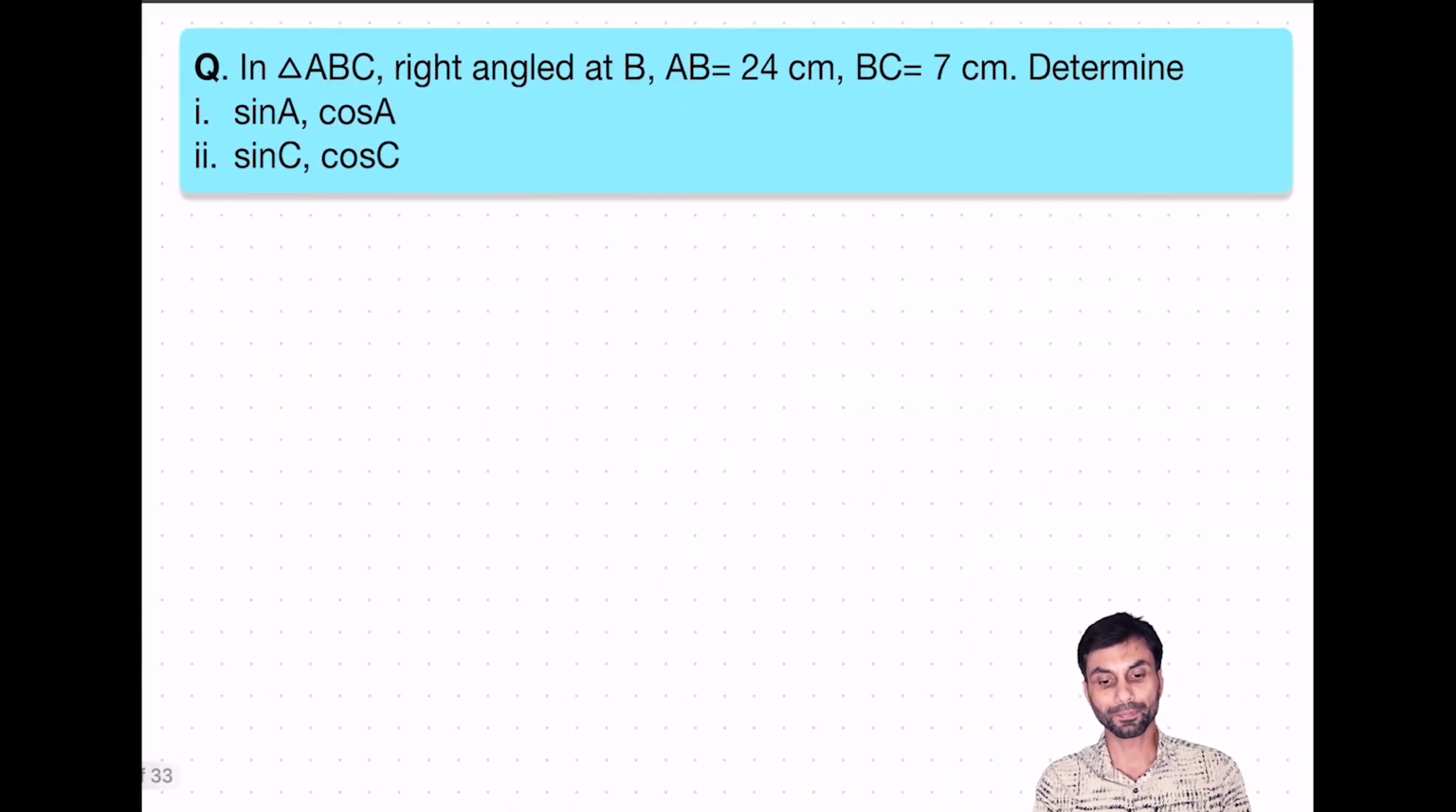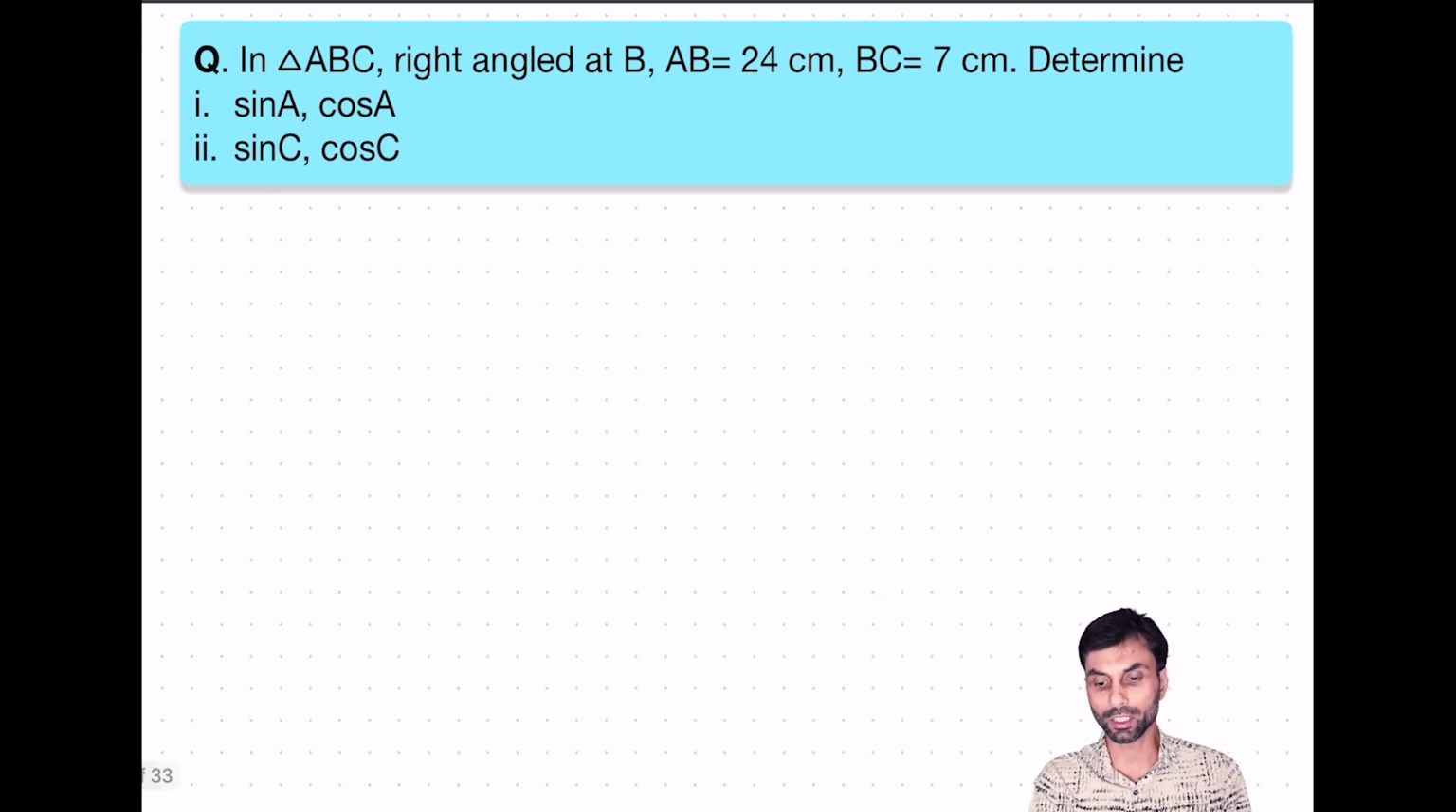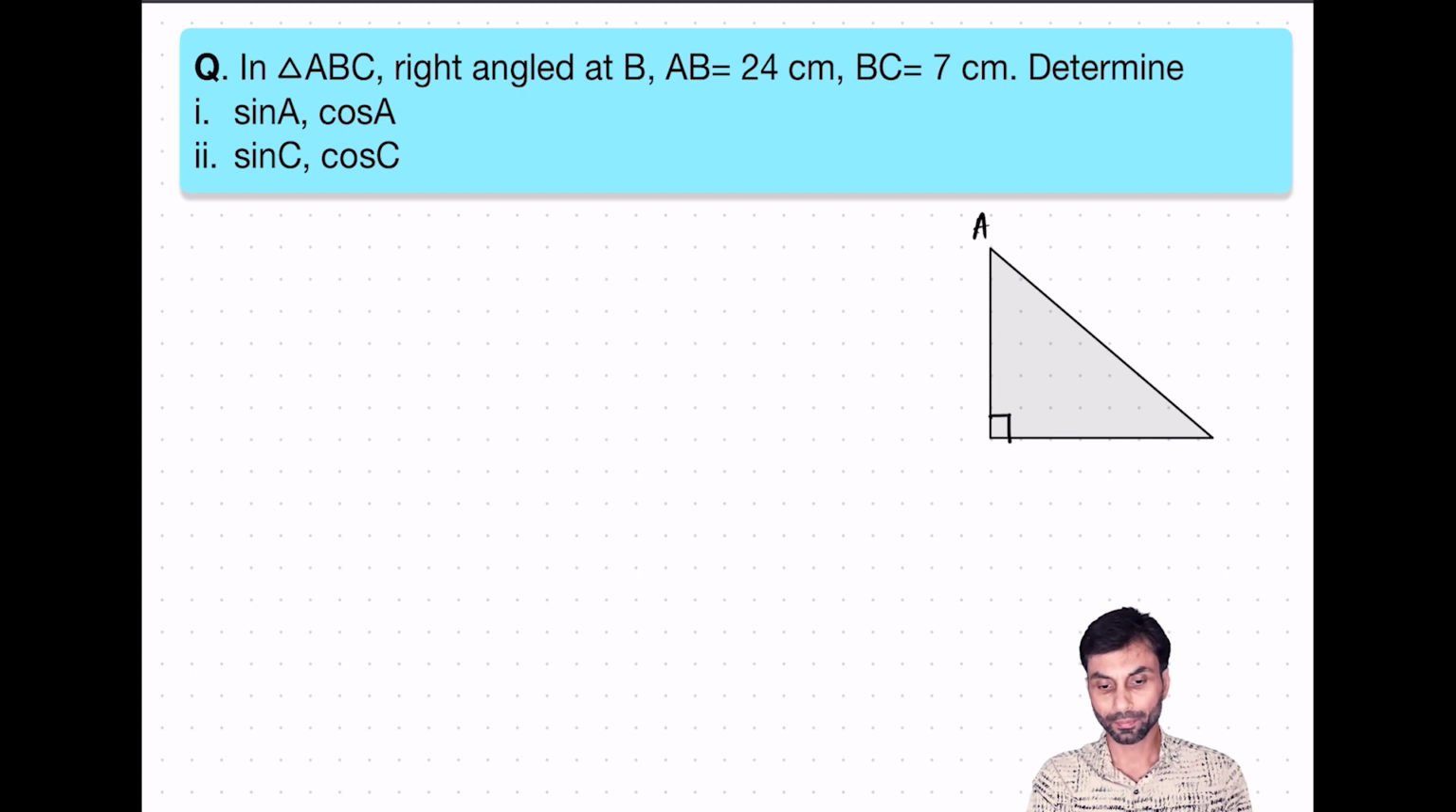Moving to the first question, here it is given that in triangle ABC, right angled at B, AB is 24 centimeter, BC is 7 centimeter. We have to find the value of sine A, cos A, sine C and cos C. So in order to find the value of these trigonometric ratios, we'll draw the triangle. It's A, B, C. It is given that AB is 24 centimeter, BC is 7 centimeter. And in order to find sine A, we know that we'll have to use the hypotenuse. So let's find out the value of AC first.